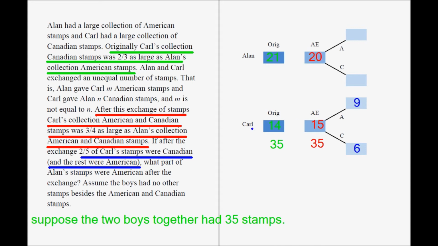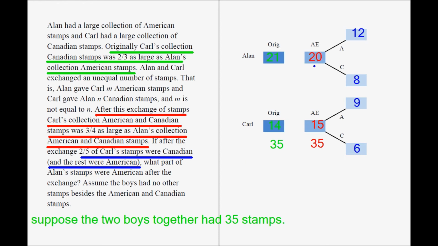Okay, if Carl received 9 American stamps and Alan originally had 21 American stamps, from 21, if we subtract 9, we're going to get 12, and Alan must still have 12 American stamps. If he now has 20 stamps and 12 of them are American, 20 minus 12 is 8, so 8 of them must be Canadian. The question asks, what part of Alan's stamps were American?